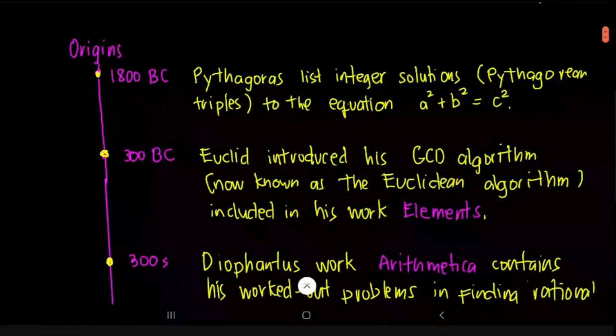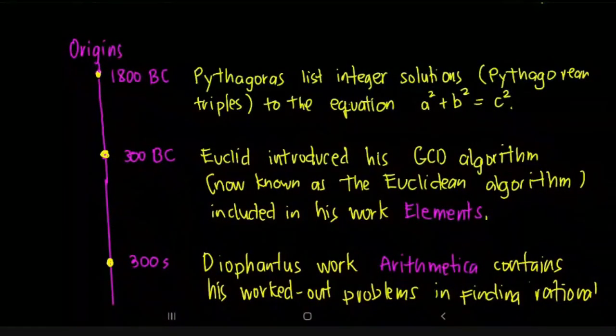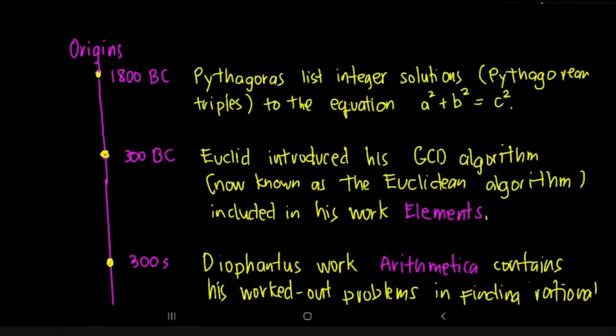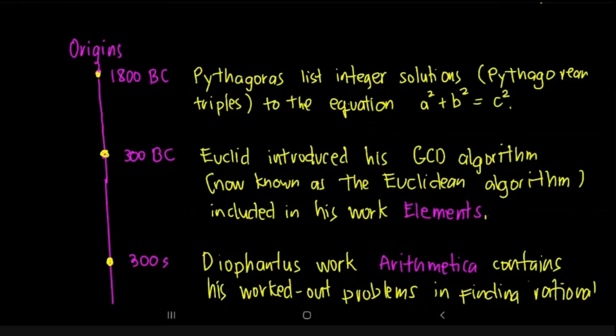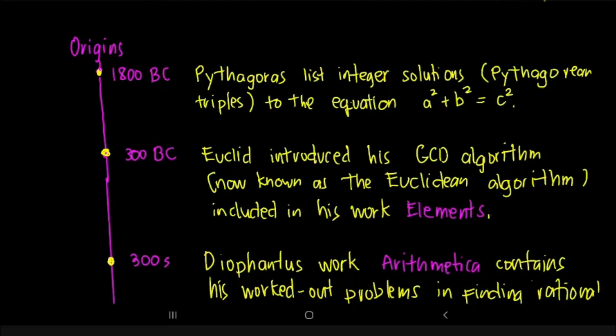So how does number theory begin? The first recorded literature about number theory is that of Pythagoras, and it's inscribed in the tiles of early civilization. Back in 1800 BC, Pythagoras gave numerous solutions to the equation a squared plus b squared is equal to c squared as the sides of a right triangle. This is now more commonly known as the Pythagorean triples.